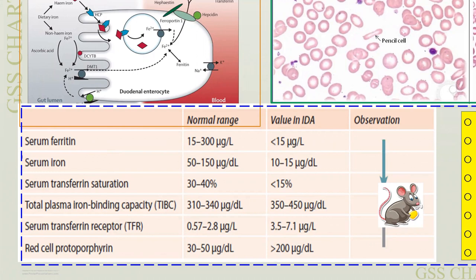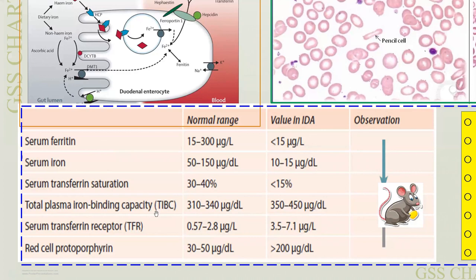MCV, mean corpuscular volume, is reduced. It can be as low as 60 femtoliters. Mean corpuscular hemoglobin is also reduced. And the other parameters will be serum ferritin. There is a normal range in this table, and this is the value in our iron deficiency anemia. Whether you people know the exact numbers or not, that is a different matter. But please do understand that in the first 3, there is a reduction in a case of iron deficiency, and in the last 3, there is an increase in the case of iron deficiency. This one you people shall be memorizing.